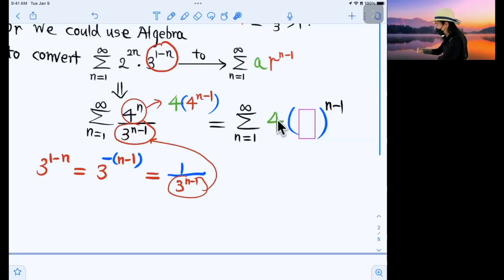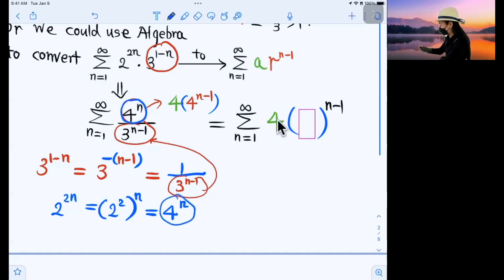Okay, and then 2 to the 2n power is the same as 2 to the second power, which is 4. So 4 to the n power. If you have a question about that, let me write it down. So 2 to the 2n power is the same as 2 to the second power and then to the n power. 2 to the second power is 4, so it's 4 to the n power. So you write this as 4 to the n power, this one right here.